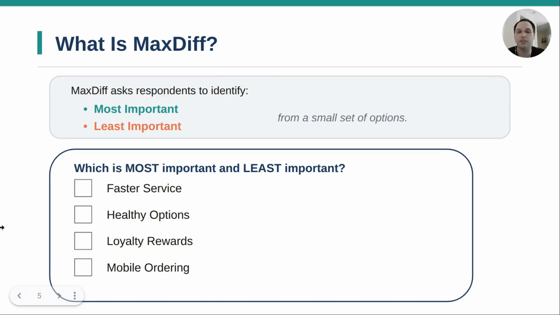Rather than asking respondents to evaluate each item independently, MaxDiff forces them to make trade-offs. In a MaxDiff question, respondents are shown a small set of attributes. They are asked to identify which attribute is most important and which attribute is least important. For example, imagine a respondent sees faster service, healthy options, loyalty rewards, and mobile ordering. Instead of rating each item, they must choose the most important and the least important option. This simple change creates much more meaningful data.